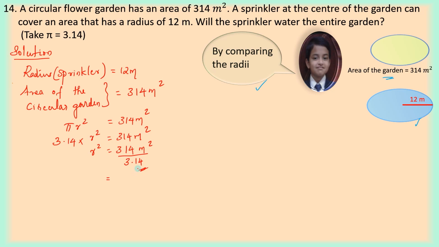For this, we have to check the number of digits after the decimal. Here you can see after the decimal there are 2 digits, that is 1 and 4. Now to convert this to a whole number, since there are 2 digits after the decimal, we have to multiply this number with 100. So the denominator will be 3.14 into 100. Then we have to multiply the numerator also with 100. That is 314 into 100. That much meters square.